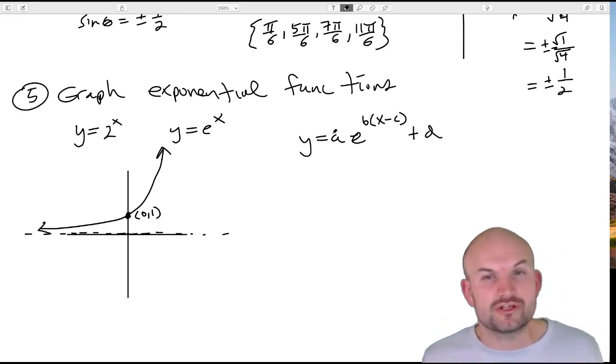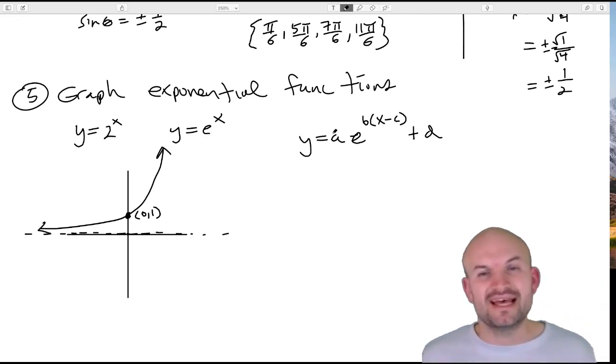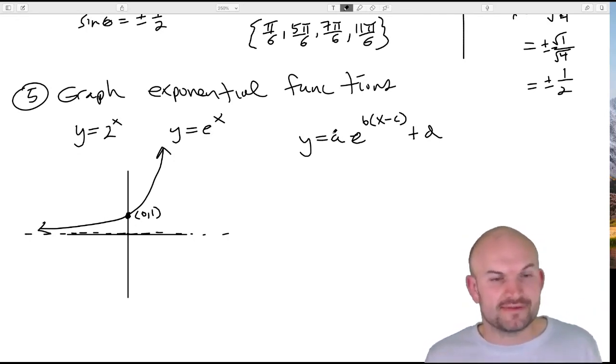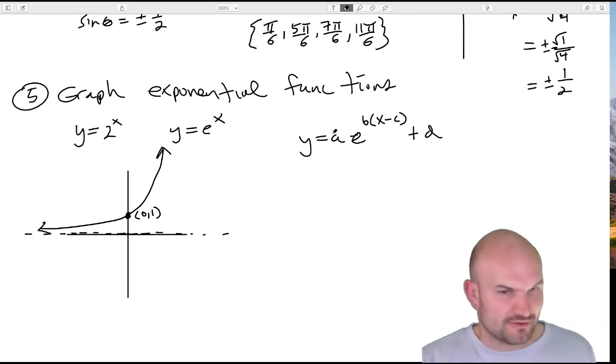Inside of the function is going to be your B and C. So B is going to be your horizontal stretch or compression, as well as reflection about the y-axis. And C is going to be your shift left and right. So basically, when you have an exponential function that you need to graph, my advice is to always graph the parent function first and then apply the transformations.